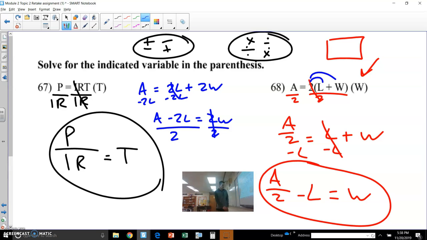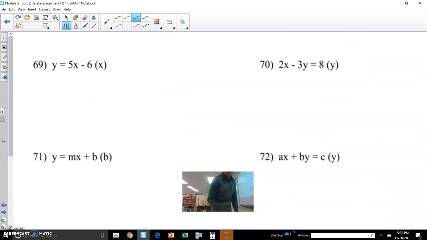And if you notice, these really are the same thing because A divided by 2, that's what I got right there. And if I was to divide negative 2 by 2, that would be this negative 1L there. So there's multiple ways that you can do the problem, and they would be the same as long as you do the inverses correctly. So let's do several of these.